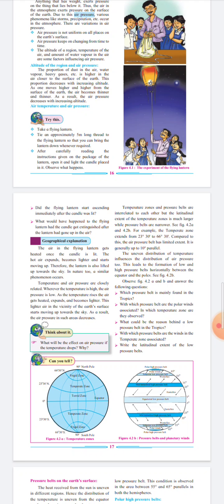The next pressure belt is the subpolar low pressure belt. The subpolar low pressure belt extends from 55 degrees north to 65 degrees north and 55 degrees south to 65 degrees south. Due to Earth's curvature, the meaning of curvature is curve. Earth is not like a square or a rectangle, it is spherical, hence Earth has a curve near 55 to 65 degrees north and 55 to 65 degrees south. And due to this curvature, the area between two parallels gets reduced. You can see the 55 to 65 parallel lines are there and their area is reduced.